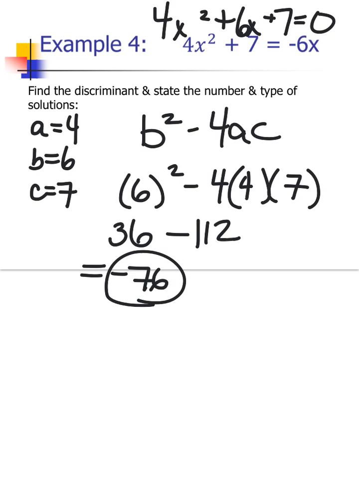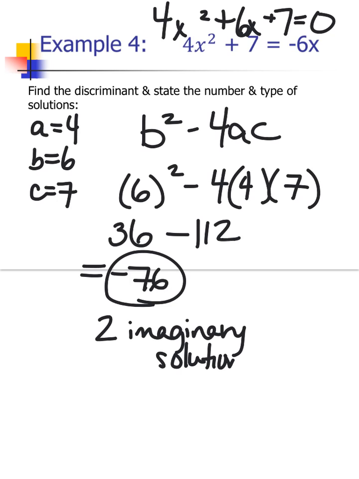Now, this is the first time in any of our examples we've had a discriminant whose value was negative. That means that there are still two answers, but they are two imaginary answers. And that's all we need to know about that right now.